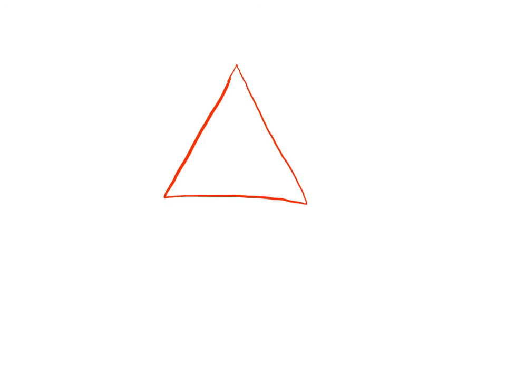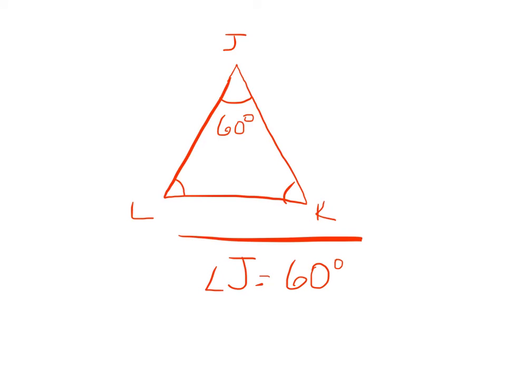Alright, example 3, you've got JKL, and they say every side is exactly the same length, which means this is an equilateral triangle, which means all of the angles are going to be 60 degrees. So the book is asking just for angle J, so you can put down that angle J is going to equal 60 degrees since all sides are equal.